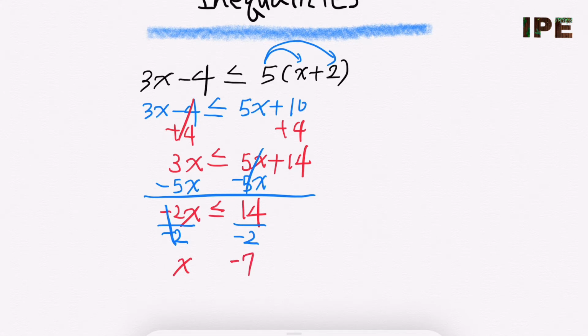Wait a second. This is a little different from an equation, right? If it were an equation, x equals negative 7. But it is an inequality. When you divide both sides of an inequality by a negative number, the direction of the inequality should be changed. In this case, less than or equal to should be changed to what? Greater than or equal to. So your final answer is x is greater than or equal to negative 7.